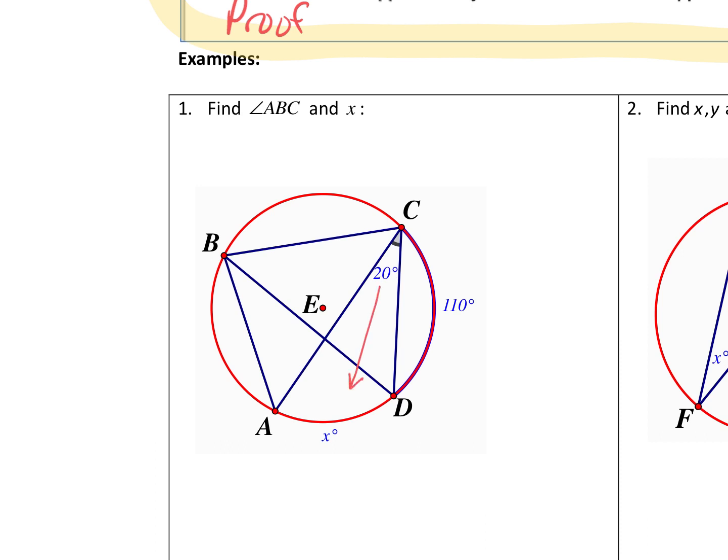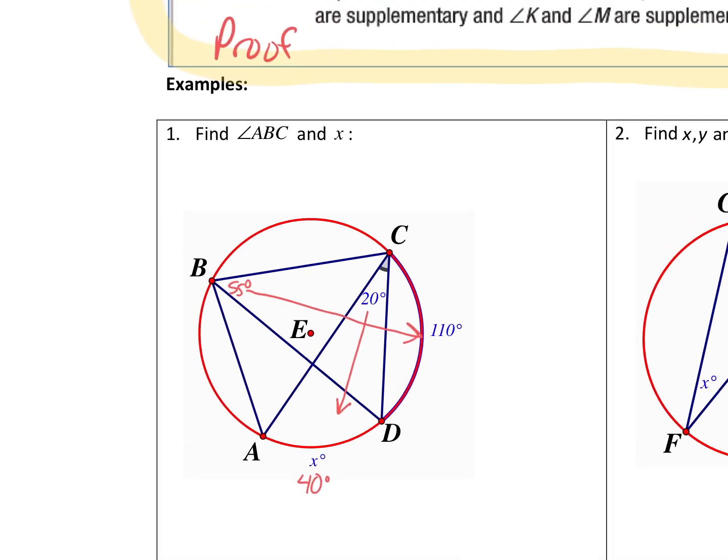It's inscribed in the circle, and if we apply that rule we were just learning about, this is 40 degrees. This angle is inscribed in a circle, and it's sort of got this 110 in its mouth. So this thing has to be 55.